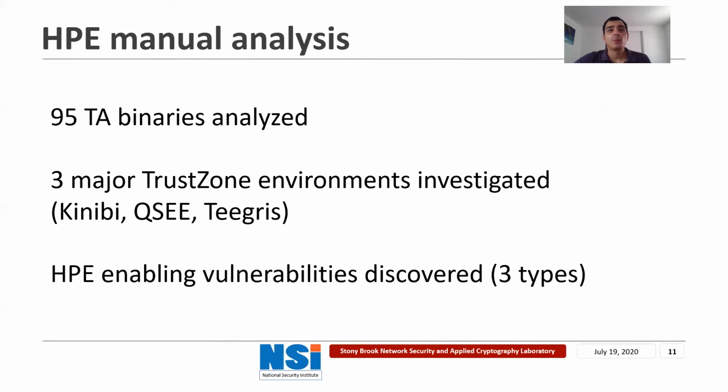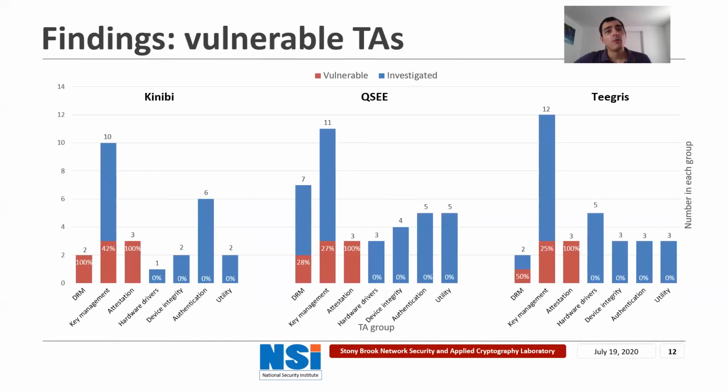These TAs are written by multiple parties and not by trusted execution environment vendors themselves. Inside the TA binaries, we identified 3 types of horizontal privilege escalation vulnerabilities. For each TrustZone environment, we have grouped the TAs by the main functionality. For example, TAs managing DRM data are denoted as DRM. Those performing attestation are under attestation, and so on. Each column shows the number of vulnerable TAs identified in each group.